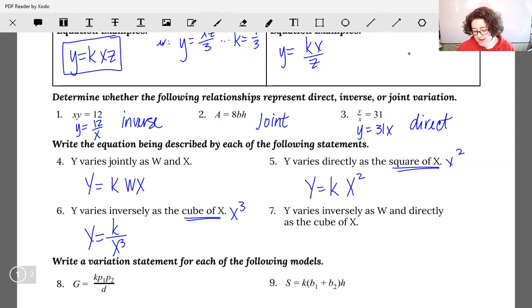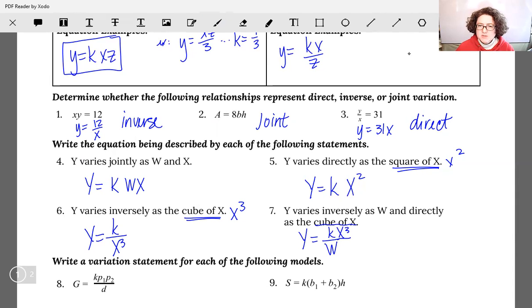And then number 7, y varies inversely as w and directly as the cube of x. So technically this is describing a combined variation because it's doing multiple variations, but we still need to describe each one so we know where those variables happen. So first one, y varies inversely as w. So I know that would look like y equals k over w. But then I also have cube of x. Well, same thing as the previous problem, I know that's going to be x cubed. Because it's directly, I know that's a multiplication and not a division, so it's going to go in the numerator of the equation.